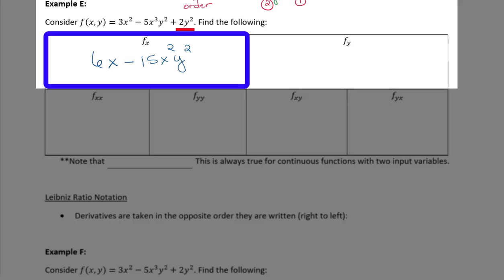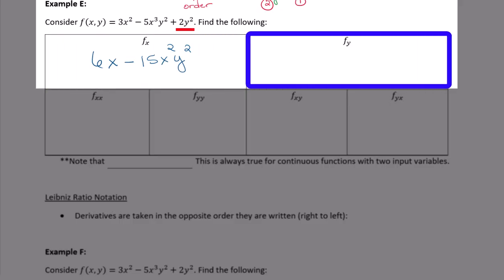Over here on the right-hand side, we're going to take the derivative with respect to y. So our first term, 3x squared, is like a constant. It's 0. The second term, we multiply the negative 5 by the 2, we'll get a negative 10. X cubed stays the same, y to the first. And then the last term would be a plus 4y.